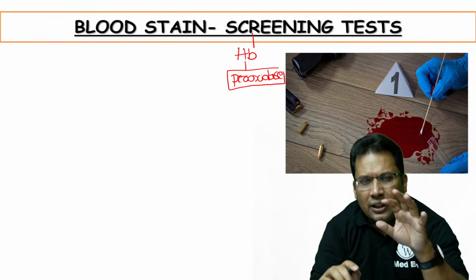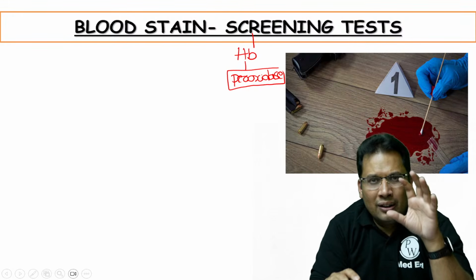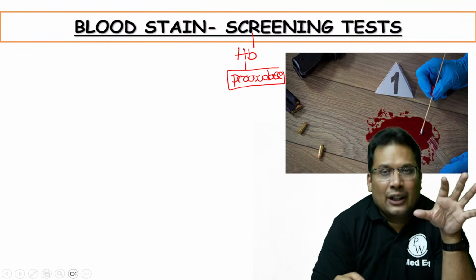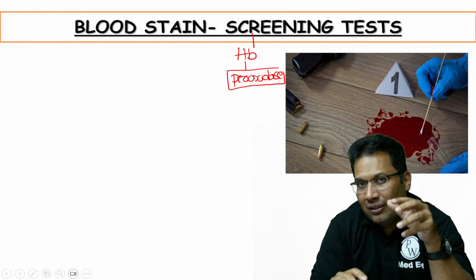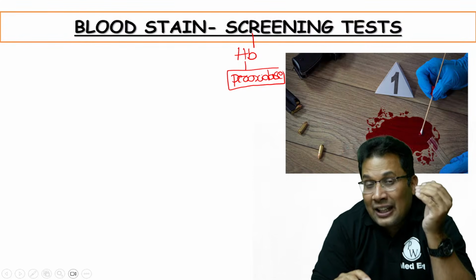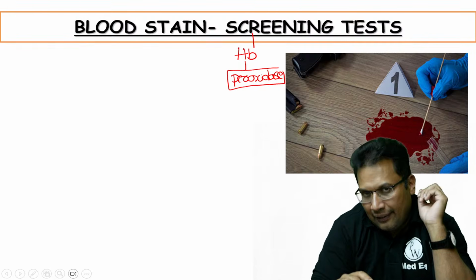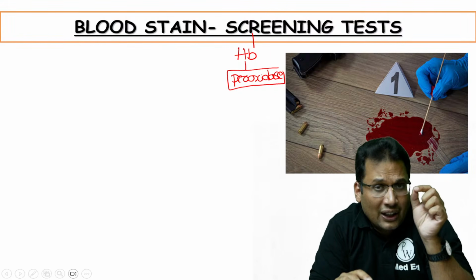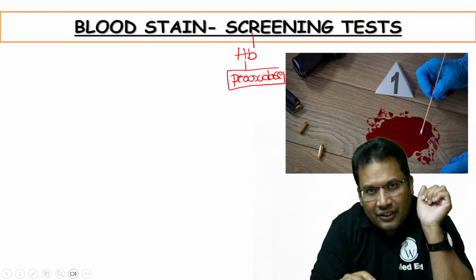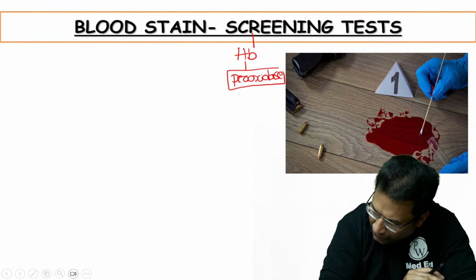So try to understand, RBC is equal to plasma plus hemoglobin. The hemoglobin has peroxidase activity. This peroxidase acts on hydrogen peroxide, that is H2O2, and converts it into water and oxygen free radical. This property is used in identification of blood stain by using many reagents.